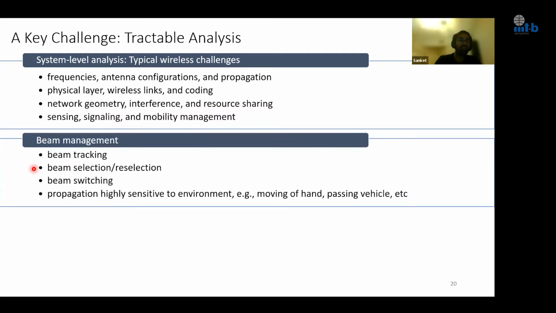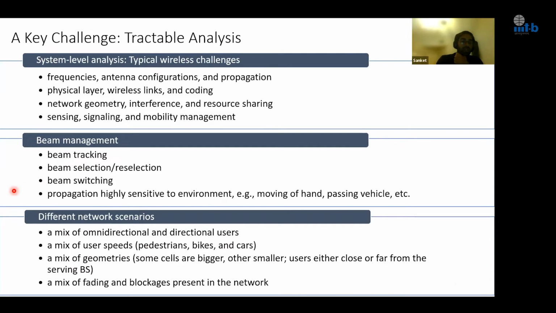And obviously, then we have the challenges associated with beam management, as I said earlier: beam tracking, beam selection, beam switching. And obviously, this propagation is highly sensitive to the environment, especially in millimeter wave. Even if you move your hand, or if there is a passing vehicle, those millimeter wave signals can get blocked. So blocking is another big issue in beam management.